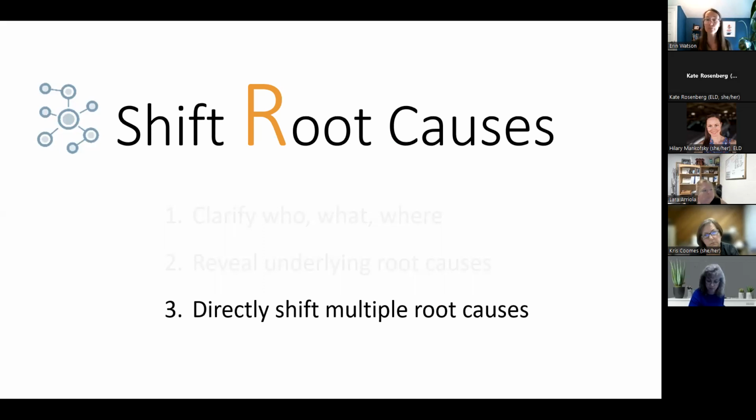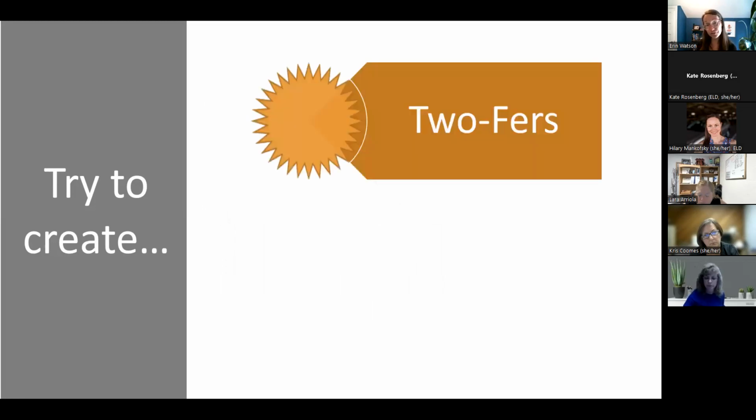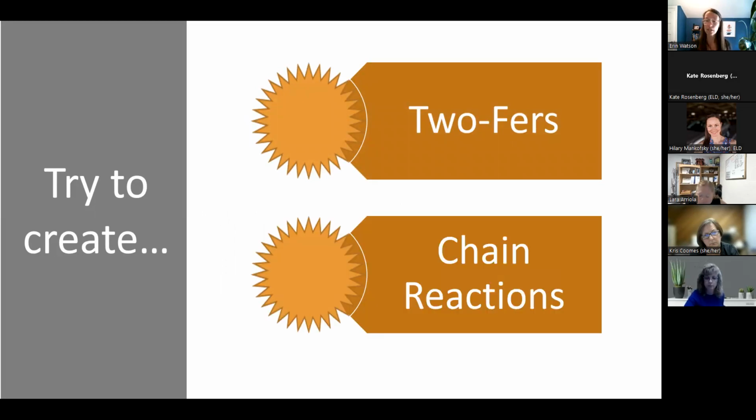Okay, so once you've really identified some critical underlying root causes, then you get to have fun and figure out, how do we address all of these things? So there's 2 tips here. As you're designing strategies to address root causes, you want to look for twofers, spots where you can address multiple root causes with the same strategy. And you want to create a chain reaction, which means you're addressing multiple root causes all the way up to the issue that it's linked to.